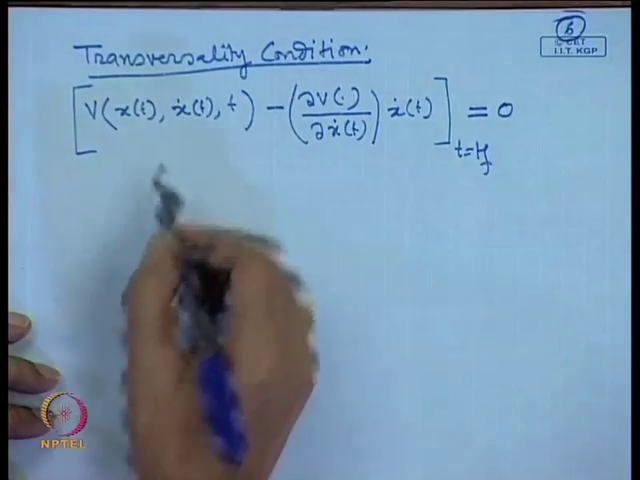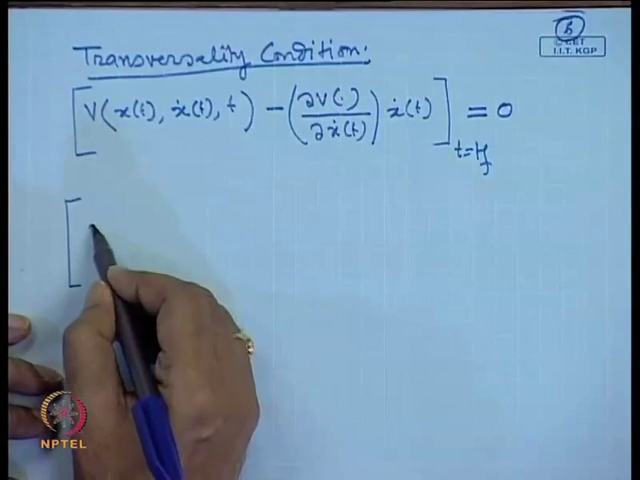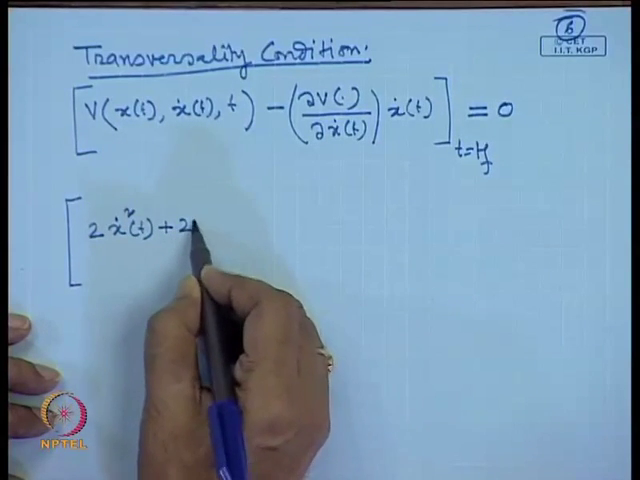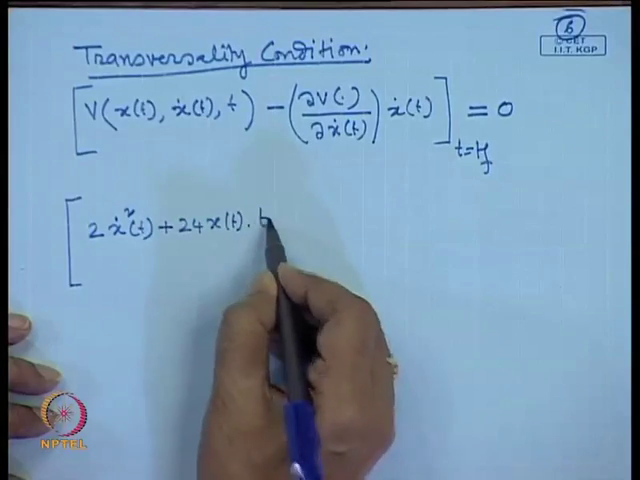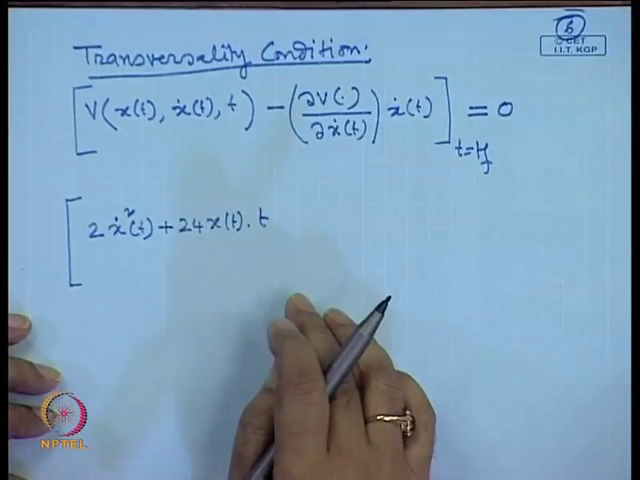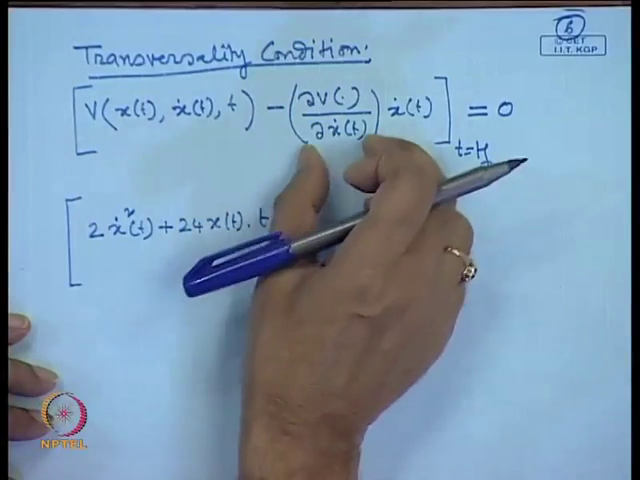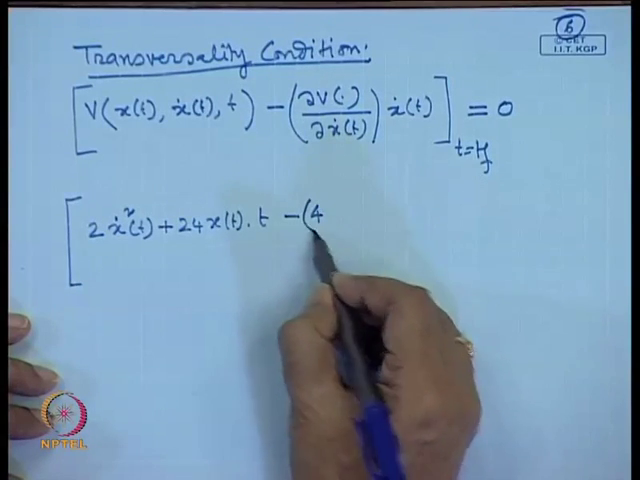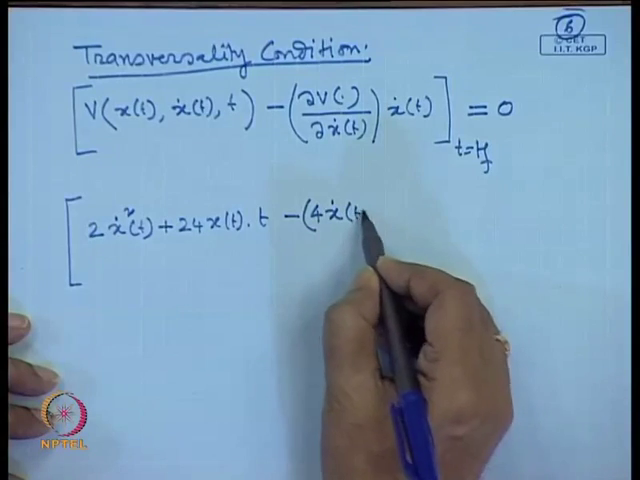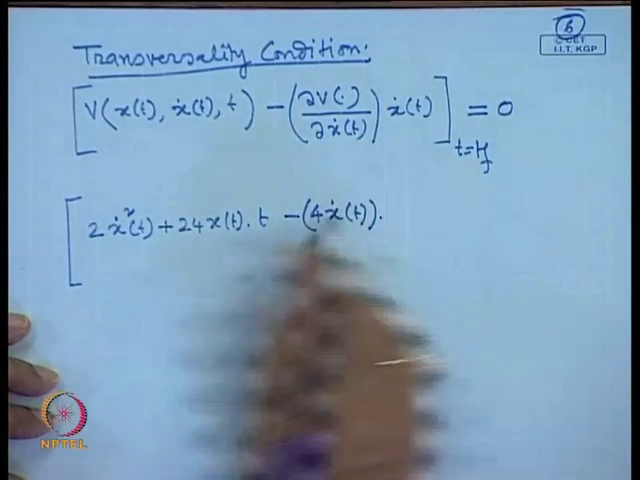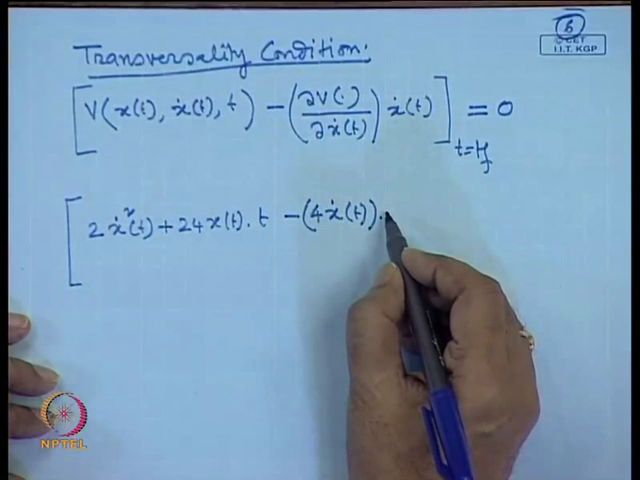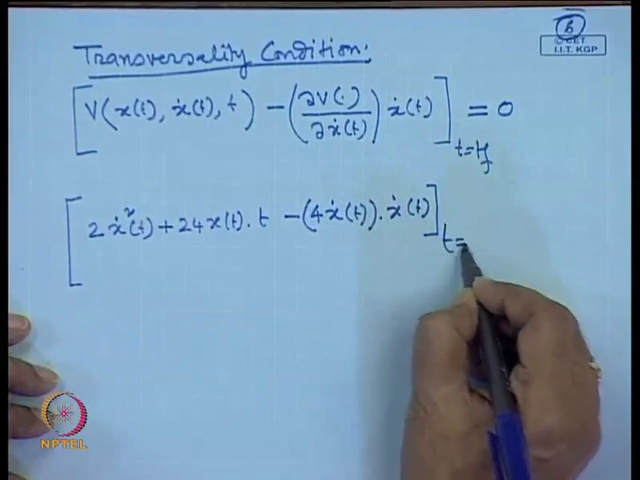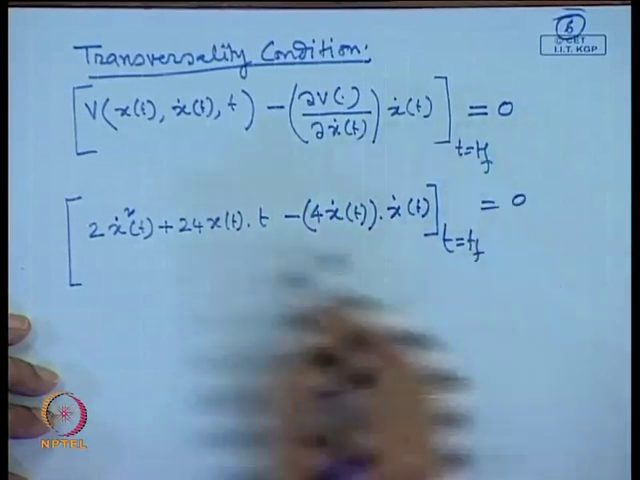So, now write this equation: v of x is equal to x dot square of t plus 24 x of t into t. Now, you differentiate this with respect to x dot, that means it is 4 x dot of t, and the other term is 0, because I am differentiating with respect to x dot. So, it is x dot of t, put t is equal to t f, is equal to 0.